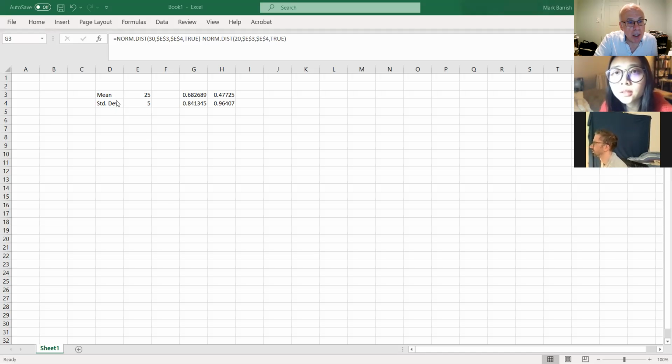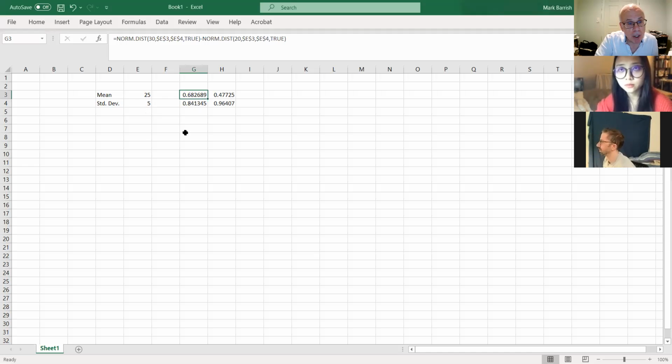So for the mean, you just create two cells. You just have the mean and standard deviation in two of the cells. That way you can reference it. You can change it at any time too. All right. This will just save you some time if you're using Excel.